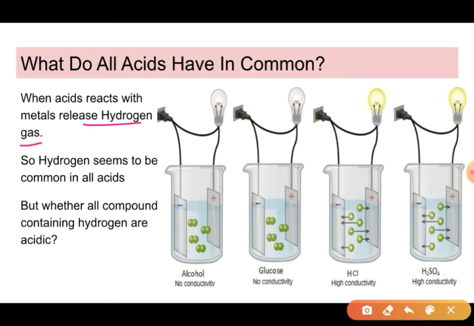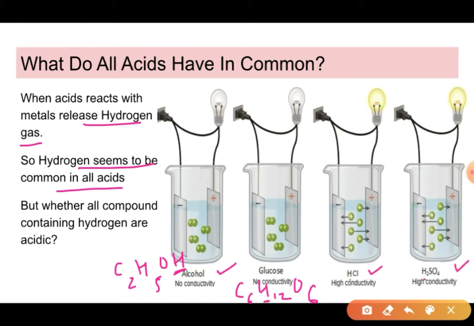This we have seen, and hydrogen seems to be common in all the acids. But are all the compounds containing hydrogen acids? Let's find it out. For example, the alcohol we have taken. The general formula of alcohol is C2H5OH, so it also contains hydrogen. Glucose, the general formula is C6H12O6. It also has hydrogen in it. And hydrochloric acid and sulfuric acid also have hydrogens in them.